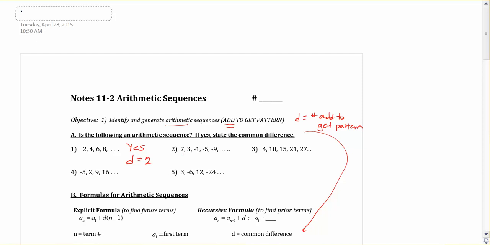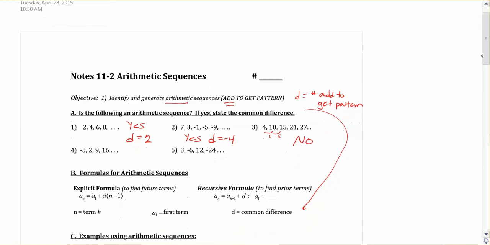Take a look at number 2. I subtract 4, I subtract 4, I subtract 4. Even though it's subtracting, it's like you're adding a negative 4. So my common difference is negative 4, and there is a pattern because I'm subtracting 4 from each term to get the sequence. On number 3, I add 6, and then I add 5. I can stop right there. If it's not the same, this was 6 and this was 5, then the answer is no. It's not an arithmetic sequence.